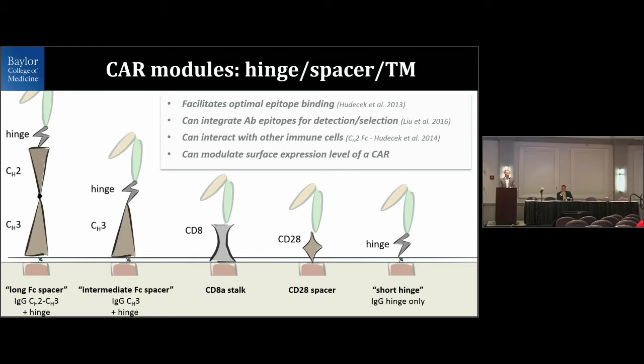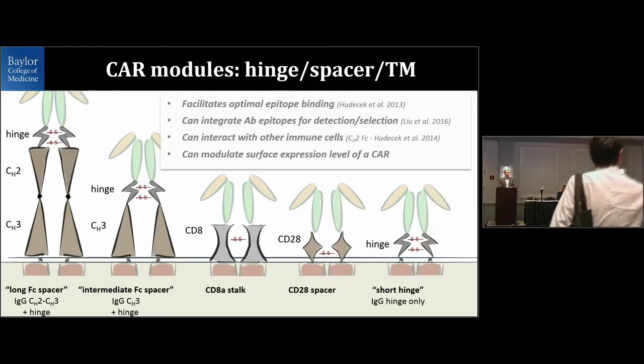Finally, we and others often see that the selection of a spacer or the transmembrane domain actually can modulate the expression level of your CAR on the cell surface. And this is sometimes a good or a bad thing, depending on the context, but there are certain signaling domains that are requiring, for example, ICOS that can only be expressed with the ICOS transmembrane domain, and it's very picky about it. So one needs to really do due diligence when selecting the optimal spacer.